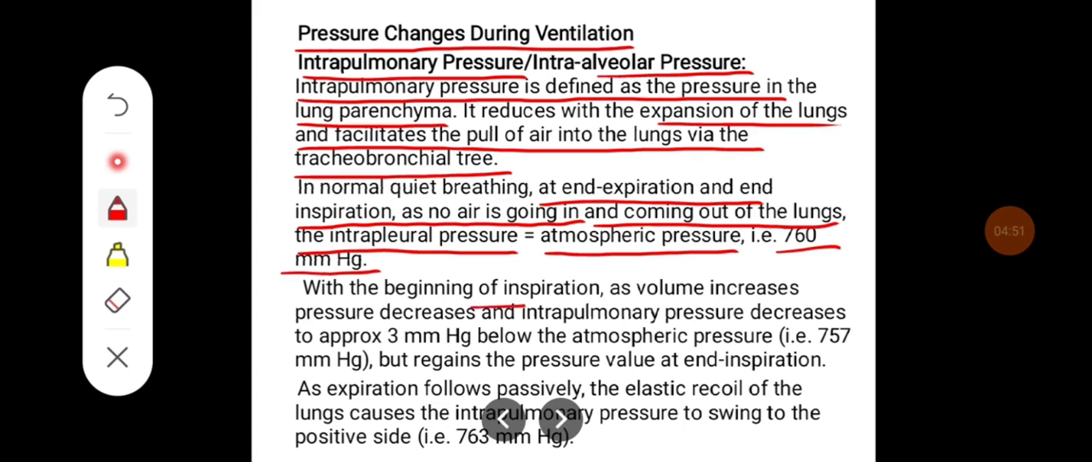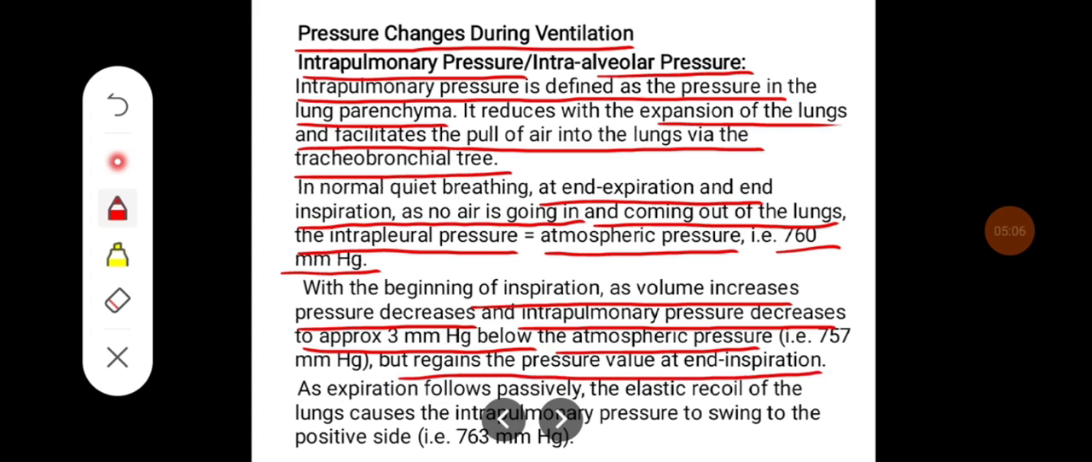With the beginning of inspiration, as the volume increases, pressure decreases, and intrapulmonary pressure decreases to approximately 3 mm Hg below the atmospheric pressure, but regains the pressure value at the end of inspiration. As the expiration follows passively, the elastic recoil of the lungs causes intrapulmonary pressure to swing to the positive side, that is plus 3 mm of Hg, that is 763 mm of Hg.